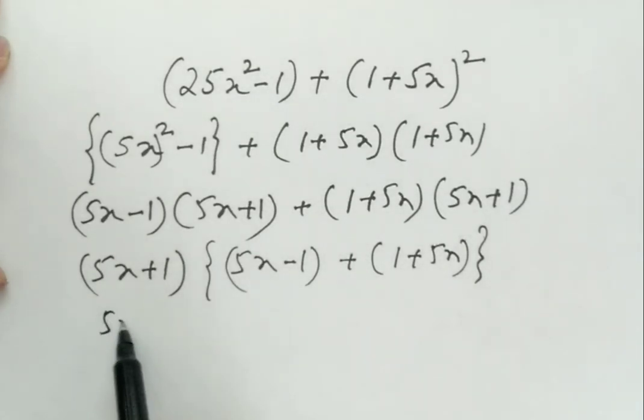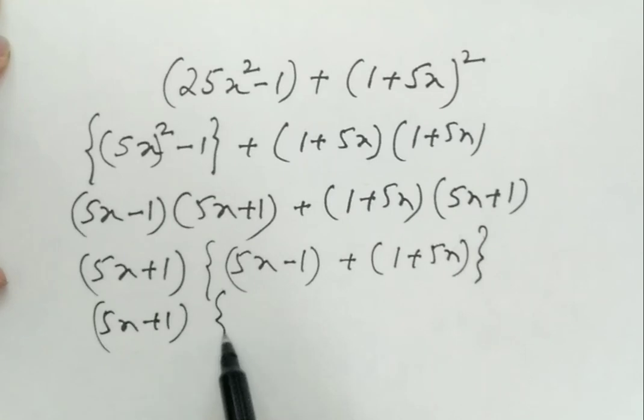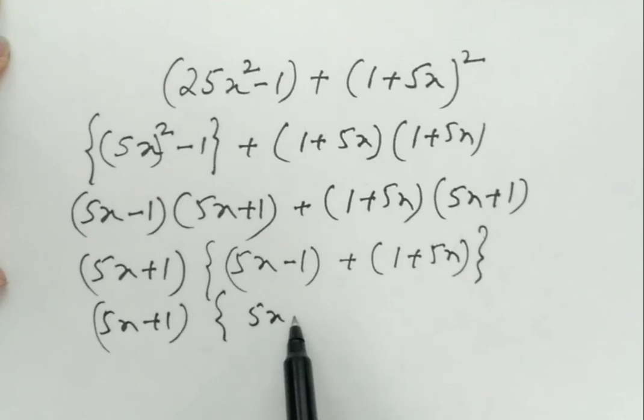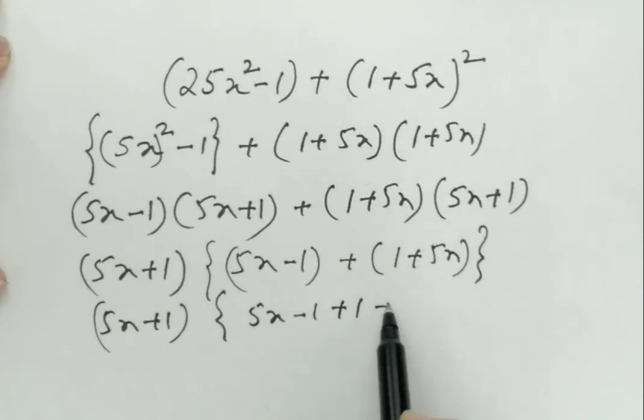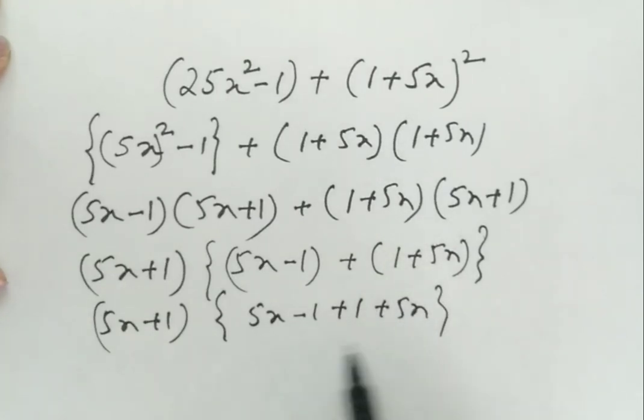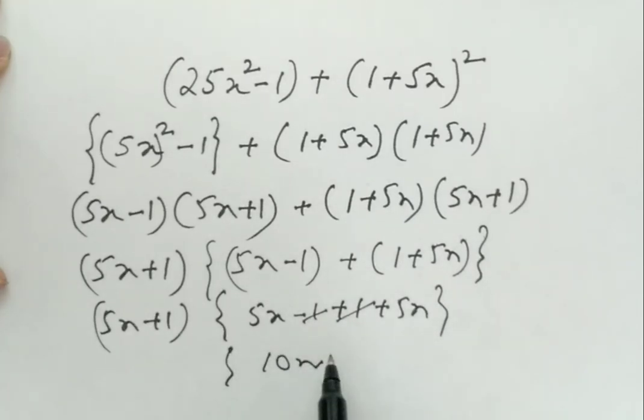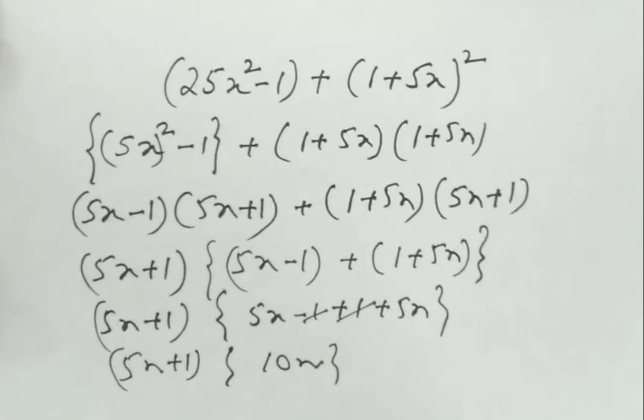Let's simplify this. 5x plus 1, here we have 5x minus 1 plus 1 plus 5x. Got it? So 1 gets cancelled. We have 10x inside and 5x plus 1. Okay, so now let's see what the option is. My correct answer is option D, 10x.